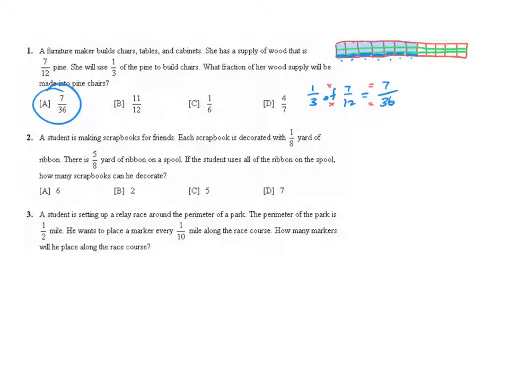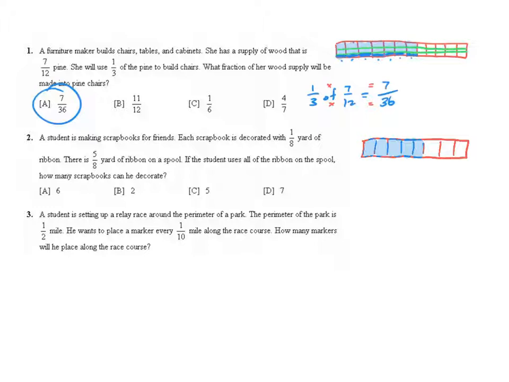I'm again going to draw a quick little model here, even though this is probably a problem you can do in your head. I'm going to divide this big rectangle, which will represent my whole, into eighths. So there's fourths, and then half of fourths are eighths. Then I'm going to shade in the part of the spool of ribbon that we have, which is 5/8. 1, 2, 3, 4, 5. The rest of the spool is empty.